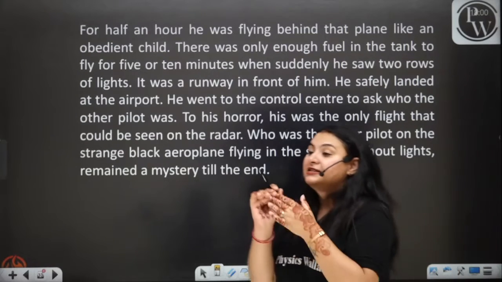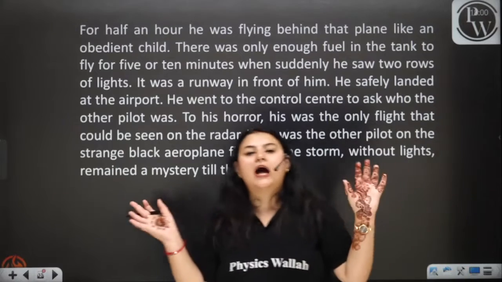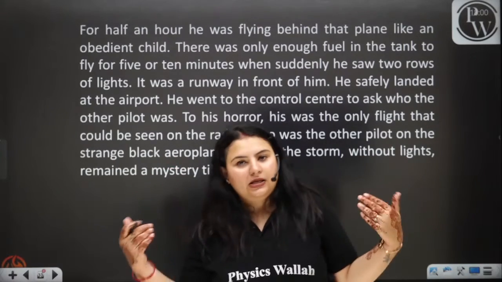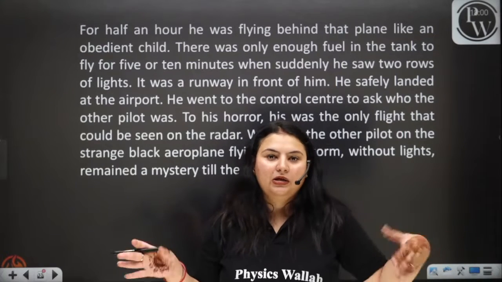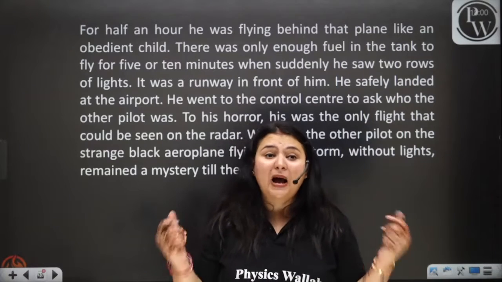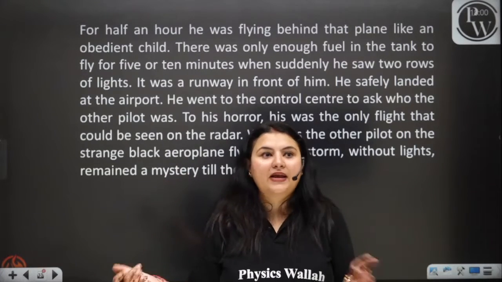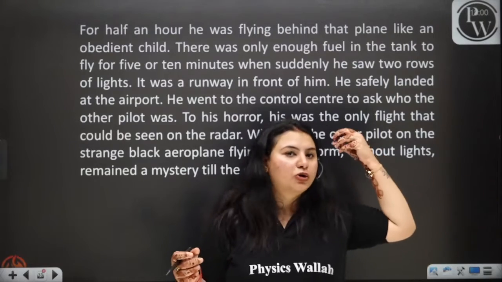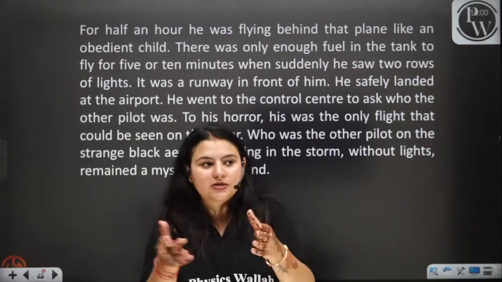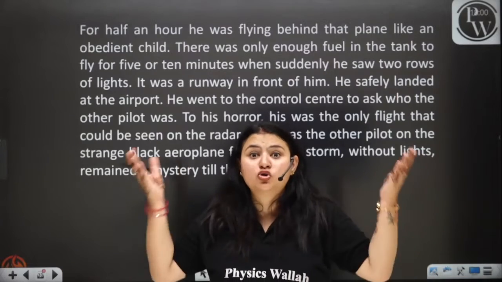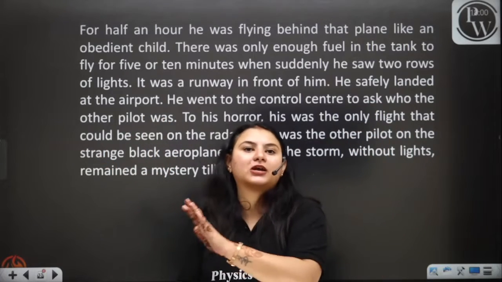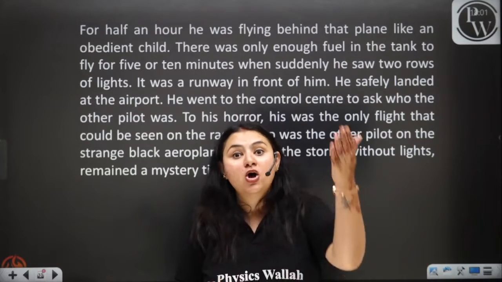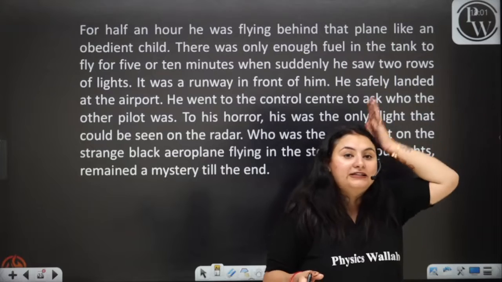Yes, this remained a mystery till the end because everything else was good: he found the runway, he found the airport, and he was able to land safely. But the mystery still remained. When he went to the receptionist and wanted to say thank you to the other pilot, he asked where the other pilot was. And she told him, to his horror, that there was no other flight in the sky. So obviously, the mystery continued. Who was the other pilot? Who was the person who was trying to help me? Who was the person who was visible in that darkness?